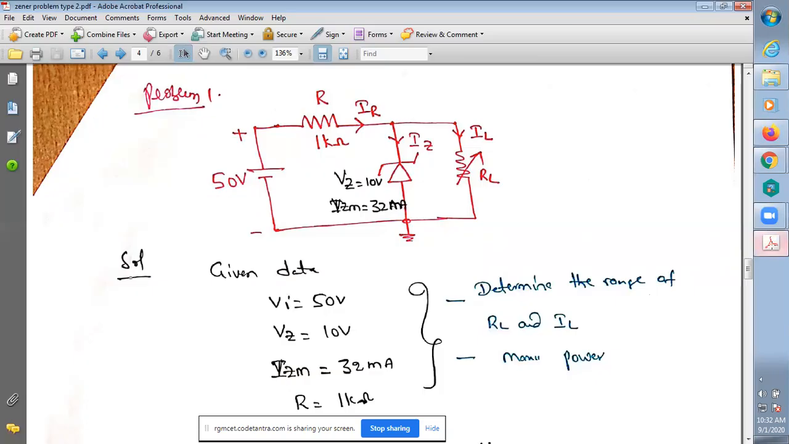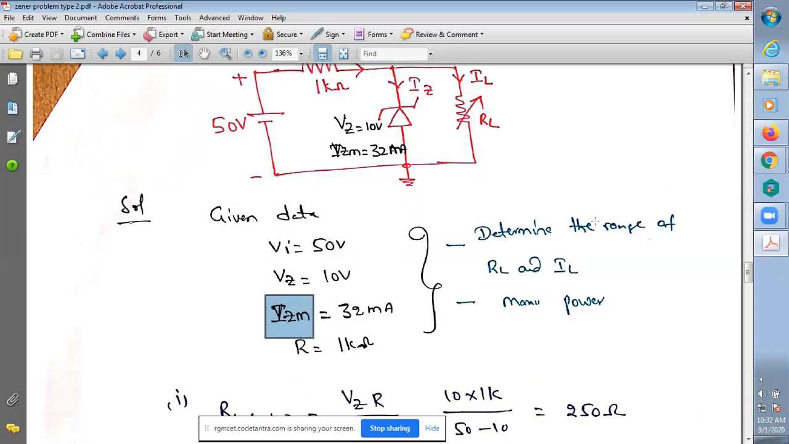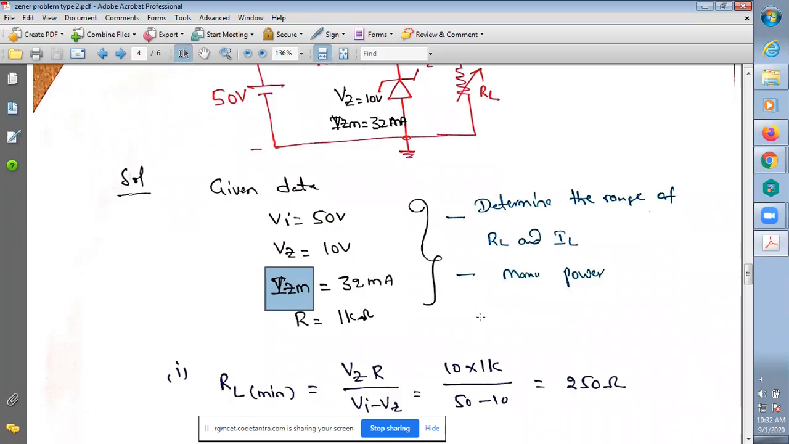Carefully listen here. What is the given data? Vi is equal to 50 volts, Vz is equal to 10 volts, the maximum Zener current IZM is equal to 32 milliamperes, and the resistor is equal to 1 kilo ohm. Now determine the range of RL and IL, as well as the maximum power.